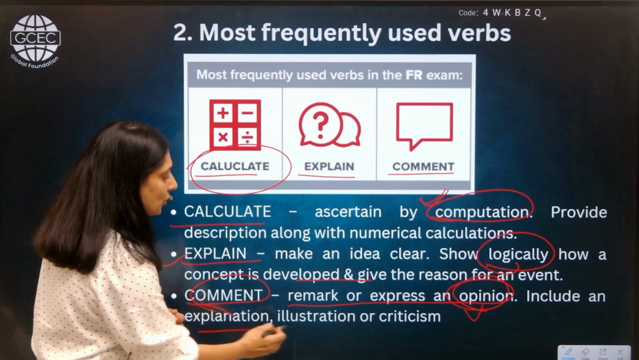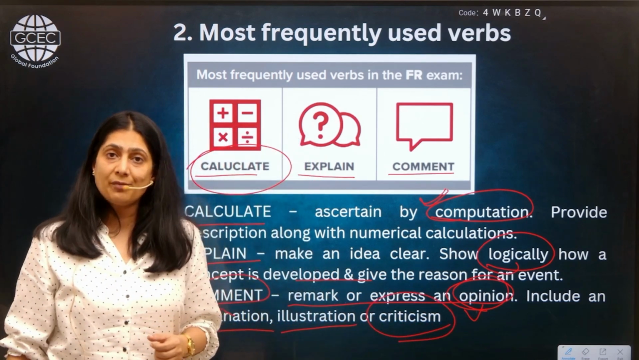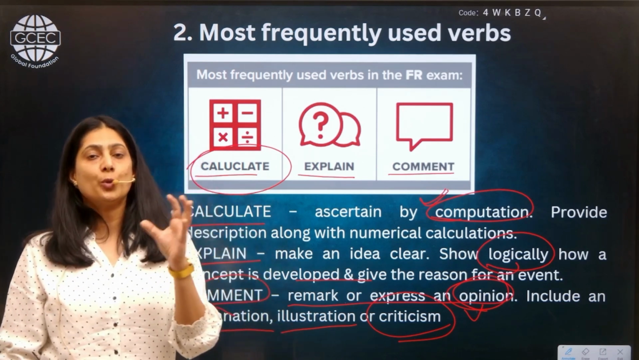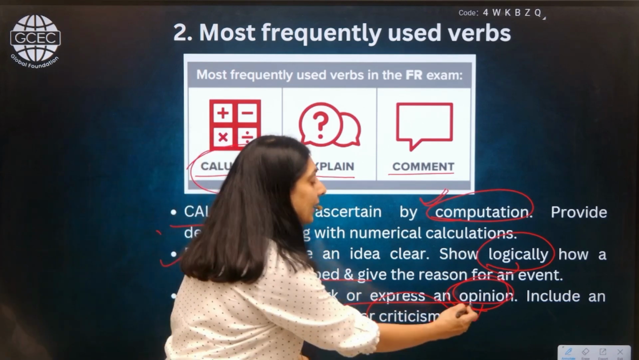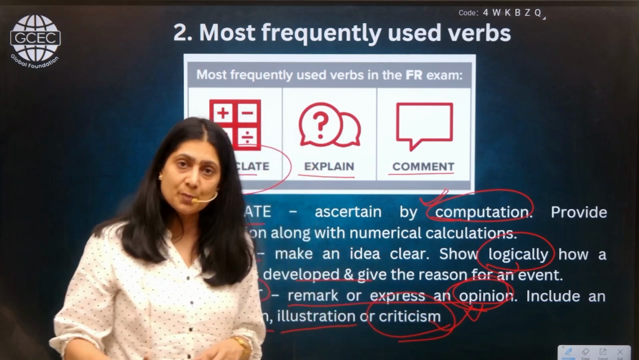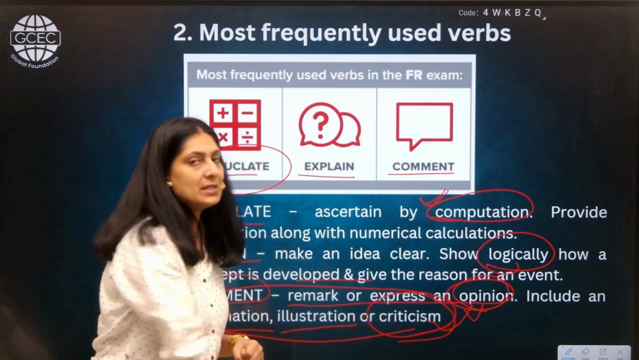Include your explanation, illustration, and even the criticism. So you also have to explain that if the accounting treatment has been done in a particular way and you are going to be correcting it, it might impact your gearing ratio, or it might impact, let's say, the gross profit ratio, right? So you will have to give your opinion with respect to all these verbs.